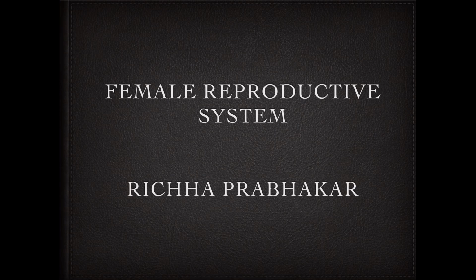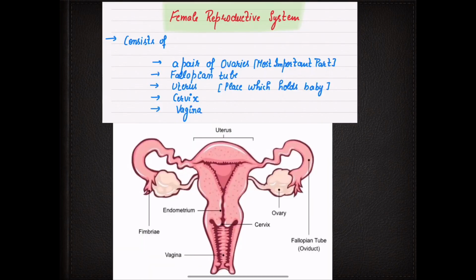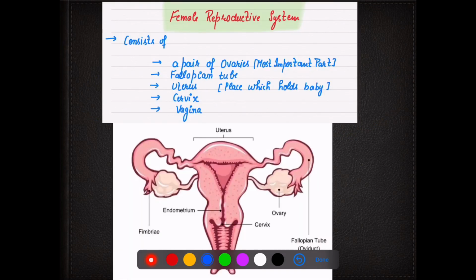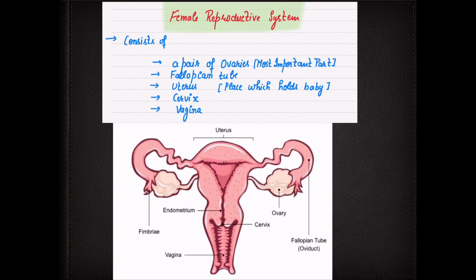So, our topic, the next topic after the male reproductive system, we are going to talk about today: the female reproductive system. You will be able to draw it easily after this lecture, as well as understand the basic terminology about this system. I hope all of you are now very clear with the male reproductive system. So let's see what is in the female reproductive system.